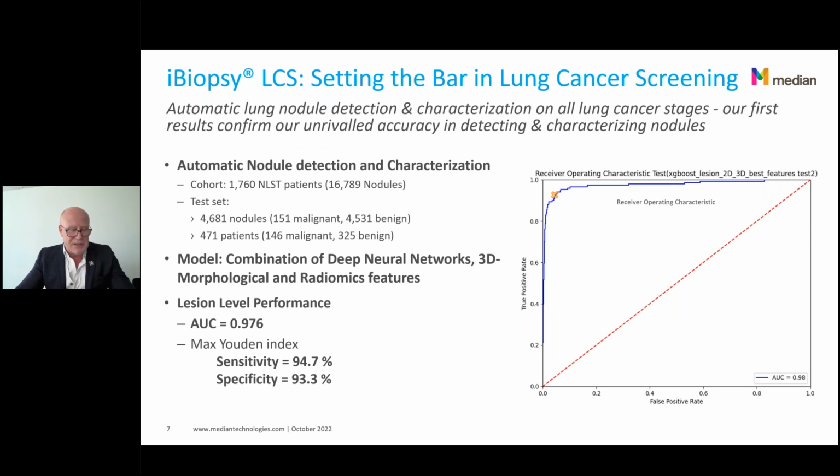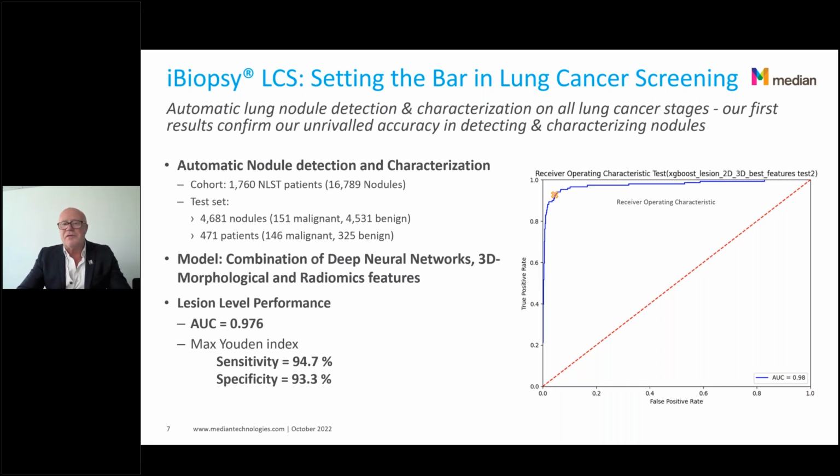So as a quick reminder, this is what we showed in the early part of the year. This is our capacity to both detect and characterize lung lesions. Can we identify the potential cancers for patients, and do that with a certain degree of certainty? This is what we proved in the early part of the year, which to my mind is a total game changer, and totally unparalleled at this stage.